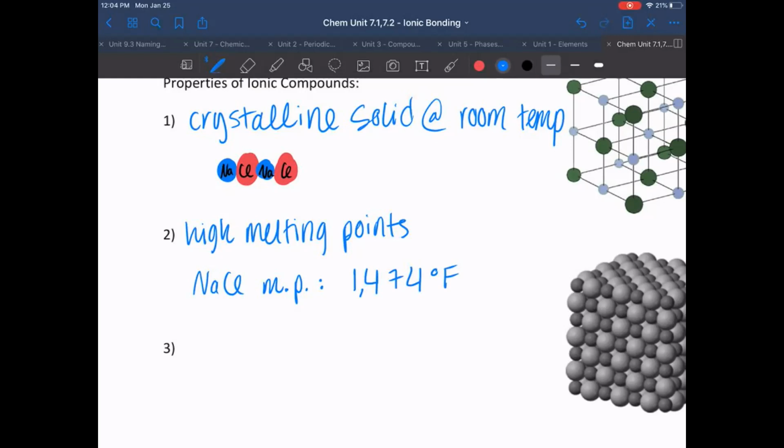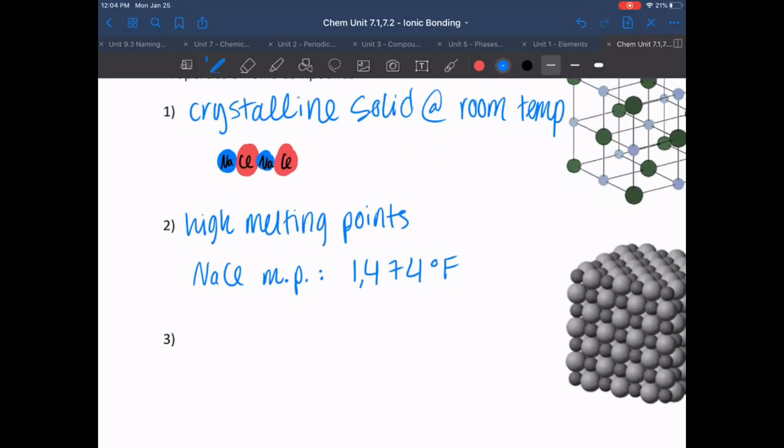And so this is an ionic compound. Remember how we talked about covalent were low melting points? Think of water. What is water's melting point? 212. That's boiling. 32, exactly. We know that ice melts at 32 degrees Fahrenheit. That's a covalent compound. Compared to 1,474, that's pretty big.